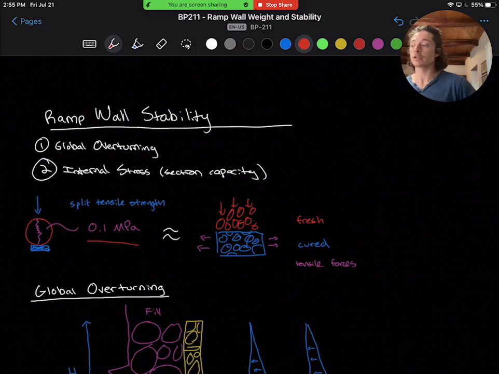So in the next lecture, we'll start with global overturning of the ramp walls.